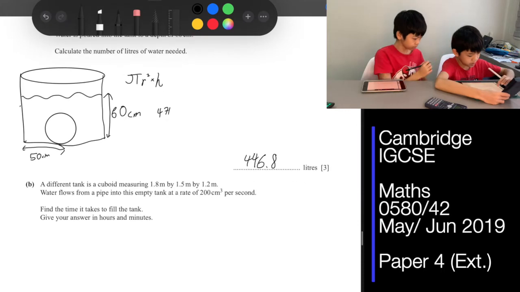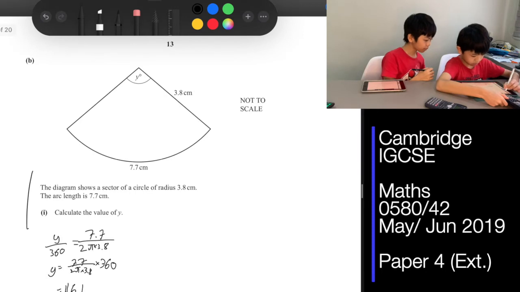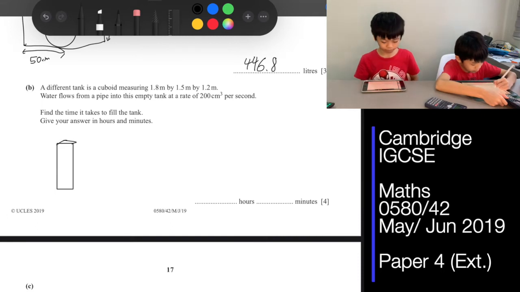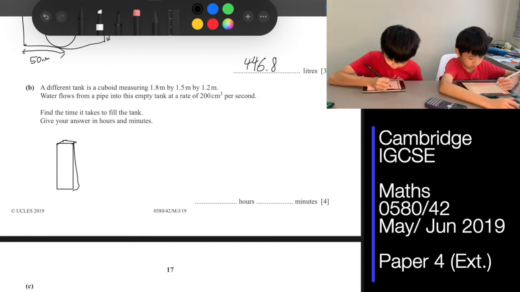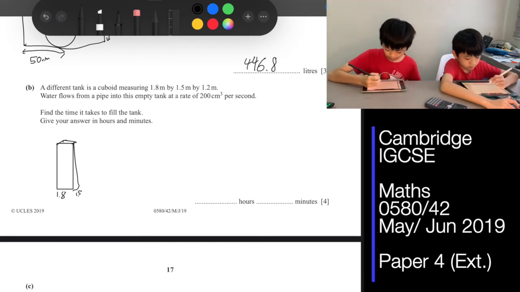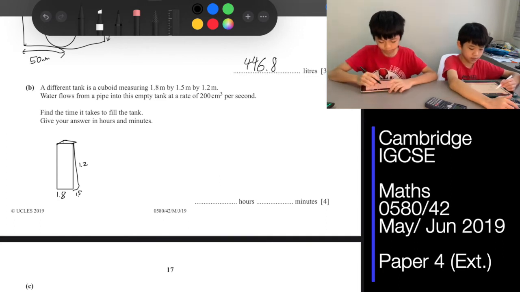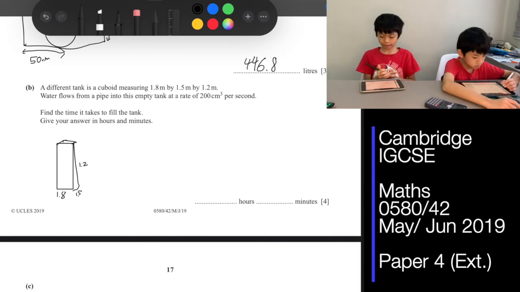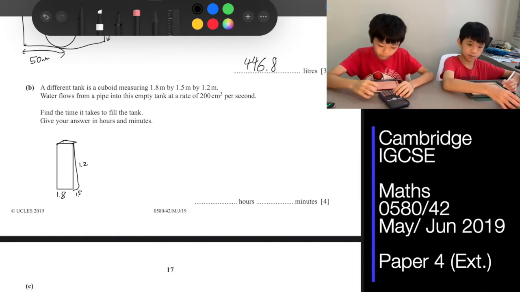Okay, so for question 10b, a different tank is a cuboid, which is this, a 3D rectangle basically, measuring 1.8 by 1.5 by 1.2. Water flows from a pipe into this empty tank at a rate of 200 centimeter cube per second. We need to find the time it takes to fill the tank. Give our answer in hours and minutes.